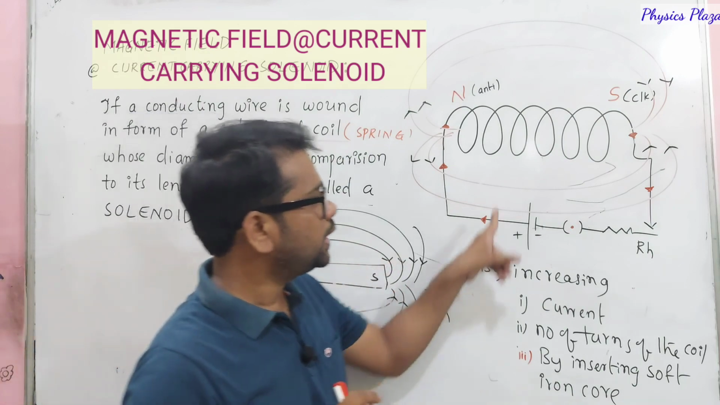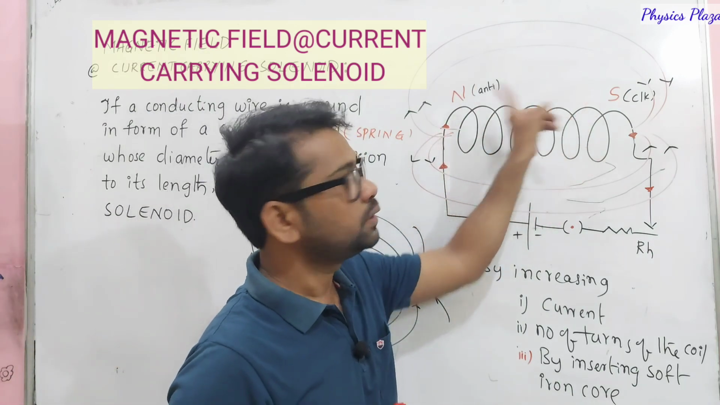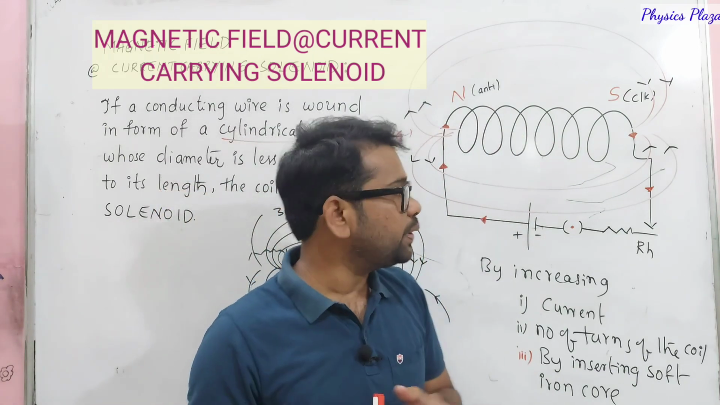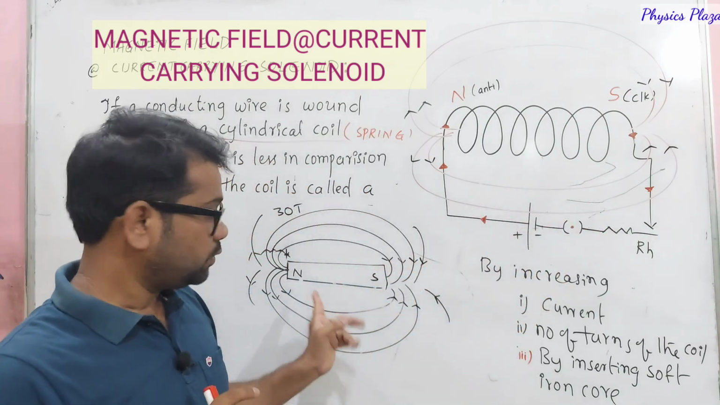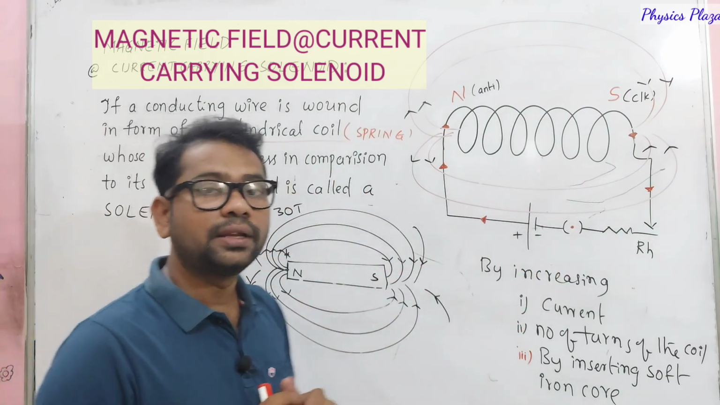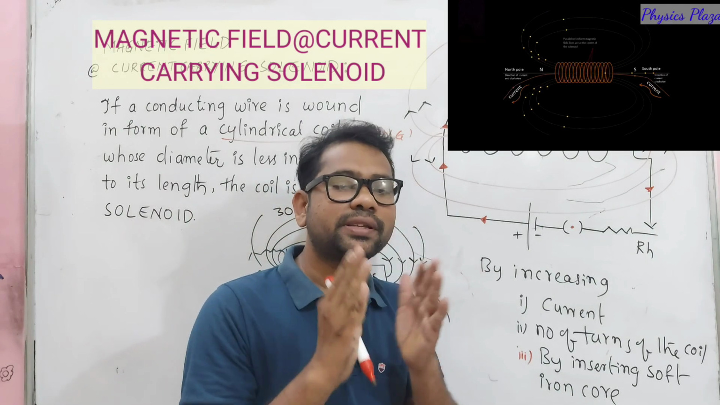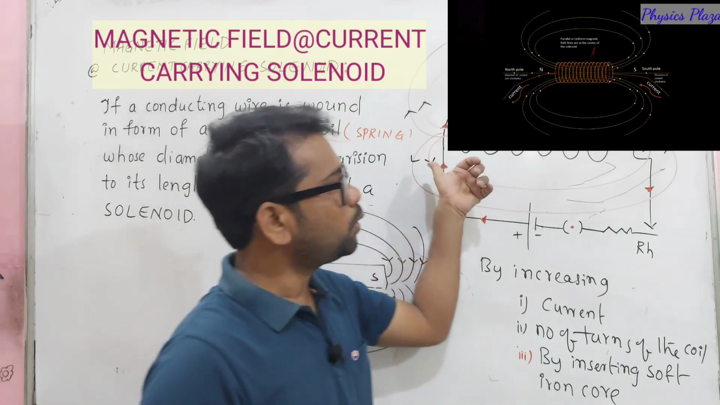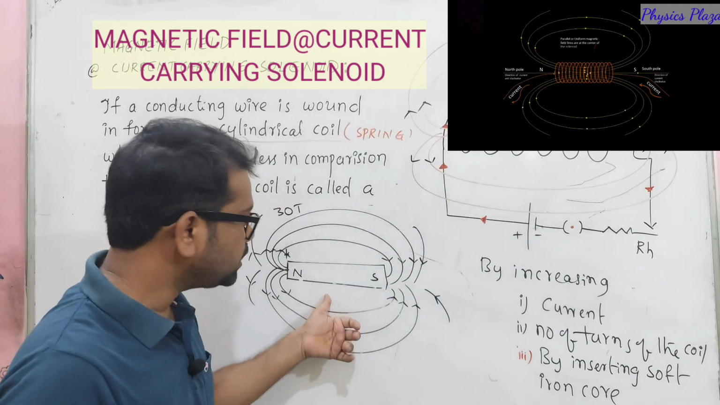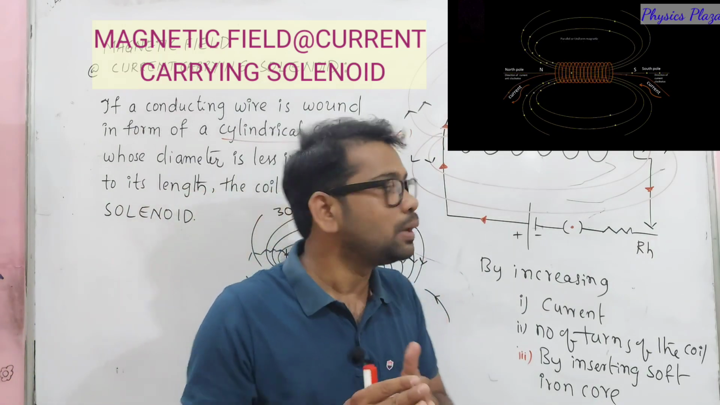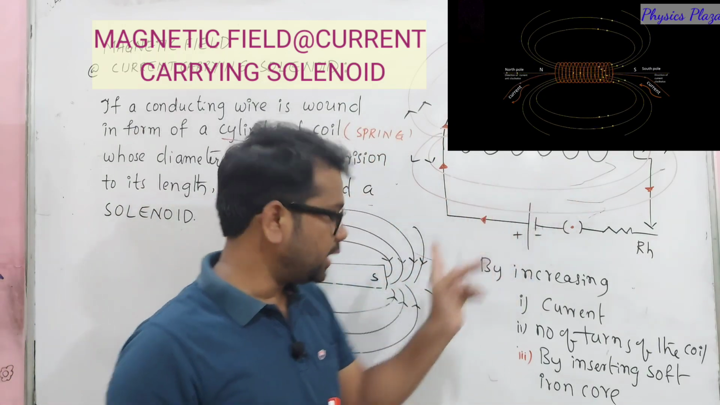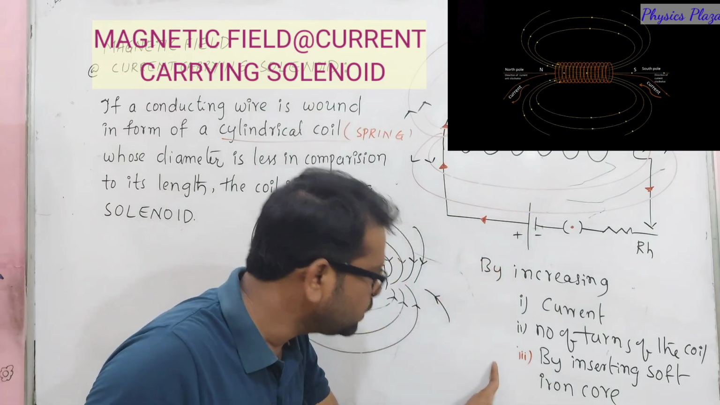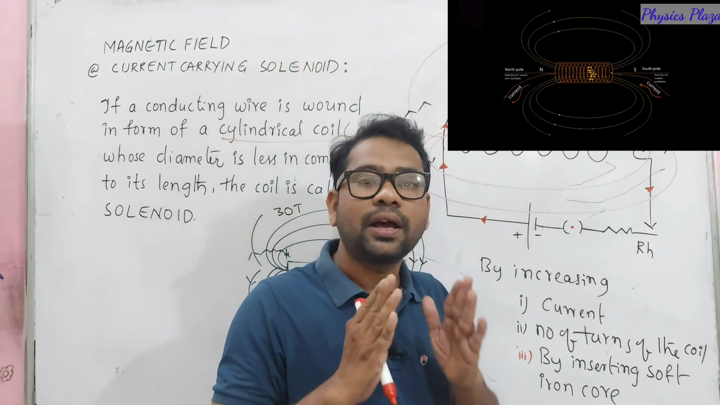Children, from an examination point of view, a diagram will be given. They will ask you to identify which one is the south pole and which one is the north pole. And the second question, they will ask us to write the similarities and then the differences between a current carrying solenoid and a bar magnet. Children, two differences. What are those? For a bar magnet, polarity can't be changed, but solenoid polarity can be changed. For a bar magnet, the magnetic field strength can't be increased, but for a solenoid the strength can be increased. What are the ways? There are three ways by which we can increase the strength of the magnetic field around the solenoid.